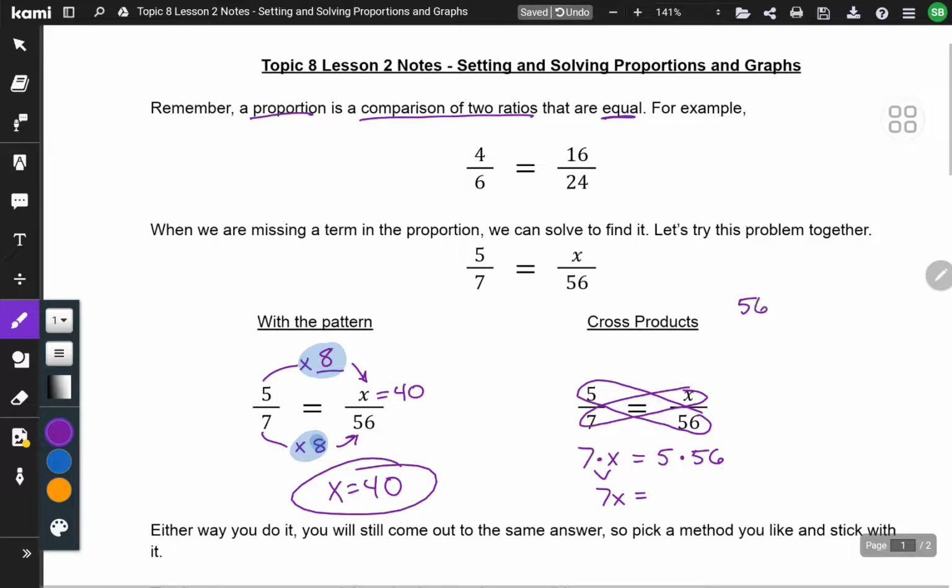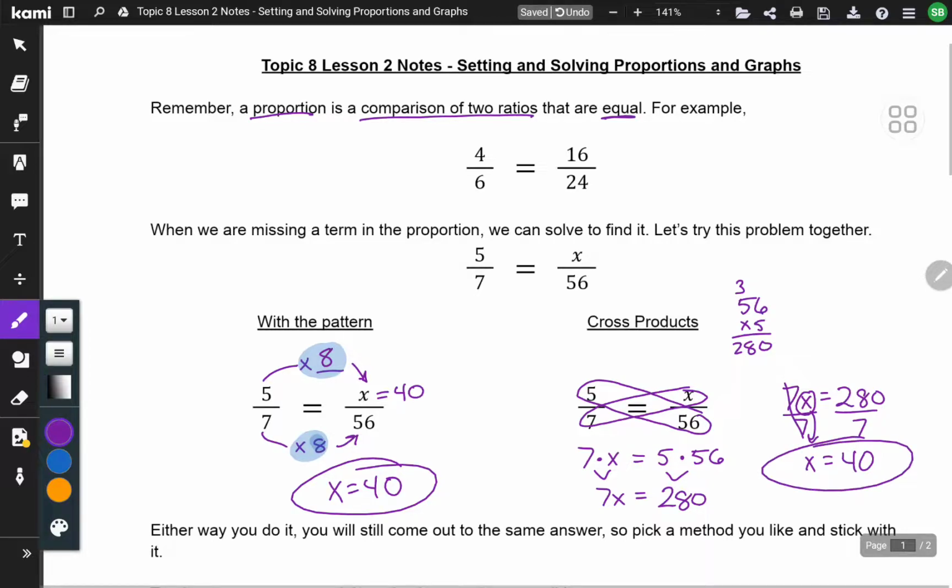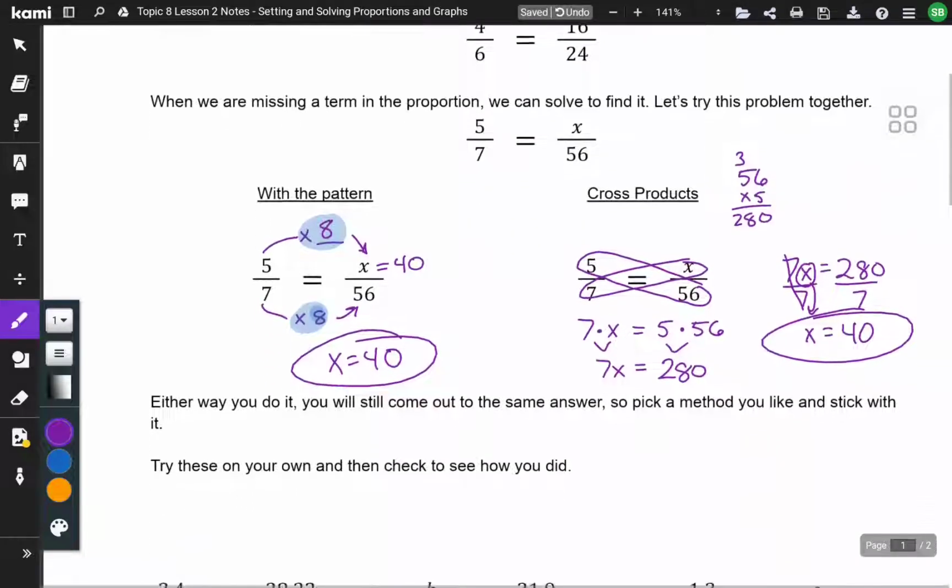I do not know that off the top of my head, so a little bit of work. 6 times 5 is 30. That's 28, so I know that that equals 280. From here, I've got a one-step equation. 7x equals 280. Divide both sides by 7 because it's multiplying. 7 divided by 7 is 1, leaving me with just a single x down here. Equals 280 divided by 7. I know that 28 divided by 7 is 4, and then I have my 0, so I know that it's 40. Notice how we get the same answer either method we use. So either way you do it, you're still going to get that same answer. So you pick the method you like and you stick with it.